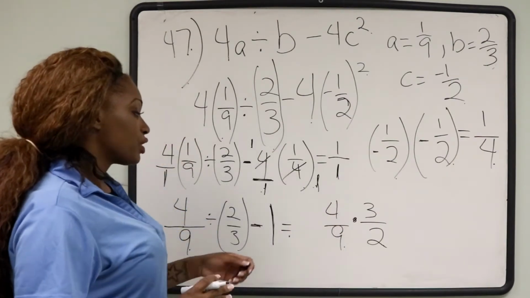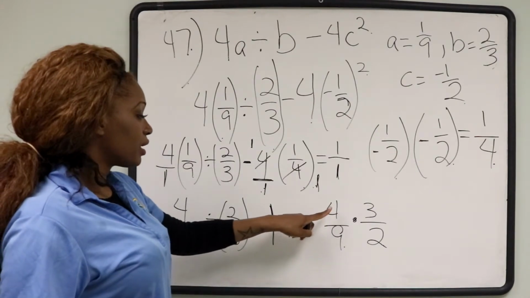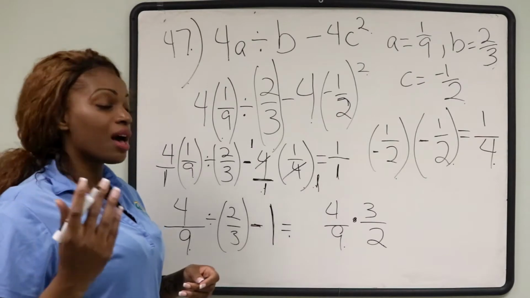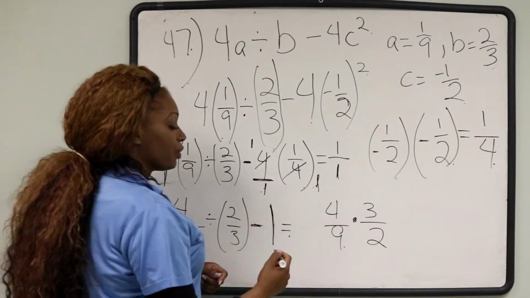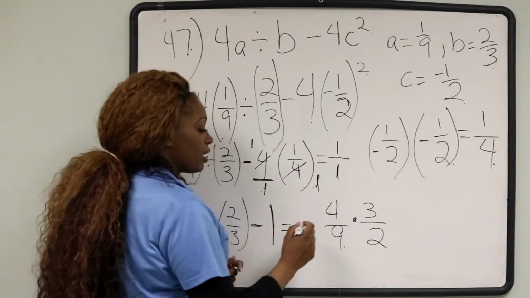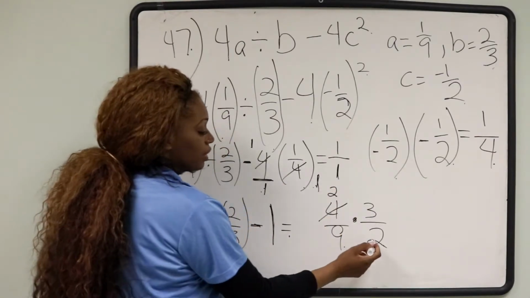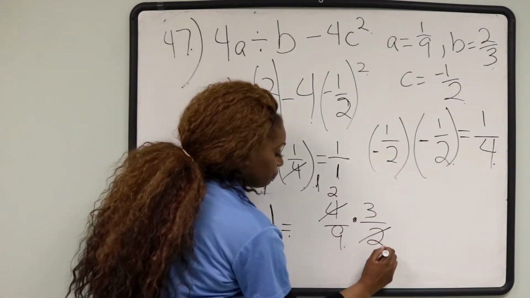And I see that first we can reduce in our numerator 4 and denominator 2. They have a factor of 2 in common. So we're going to divide both by 2. 4 divided by 2 in the numerator is going to give you 2. And in the denominator, 2 divided by 2 is going to give us 1.